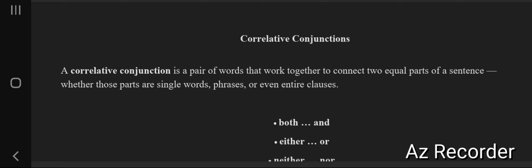Our goal in this lecture is to understand what correlative conjunctions are, learn the most common pairs, explore the rules for using them, and examine examples of correct and incorrect usage. We will also look at common mistakes and how to avoid them.